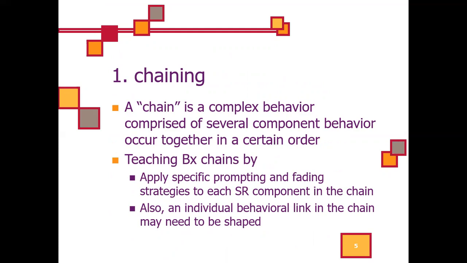We use prompting and fading skills to teach stimulus components in the chain. And any manageable behavior link in the chain may need to be shaped. Sometimes people know how to do a lot of the steps in the behavior, but not all of them, so you have to teach the gaps here and there.